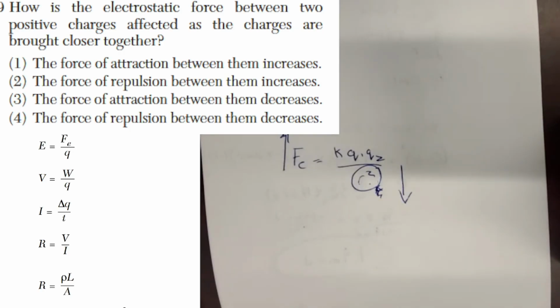But are we going to have a force of attraction or a force of repulsion? Well, let's see. It says between two positive charges. So they're both positive. Remember, like charges repel each other. So we have a force of repulsion that's going to be increasing. So that would be, let's see, force of repulsion. Option 2, force of repulsion between them increases.